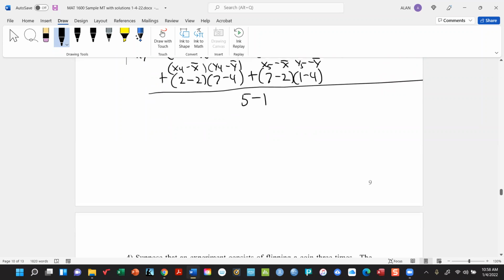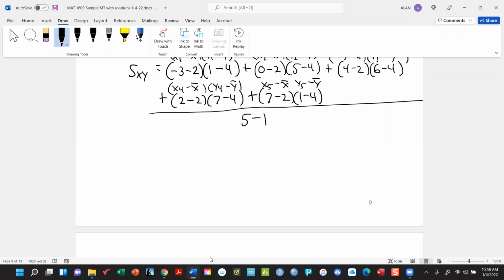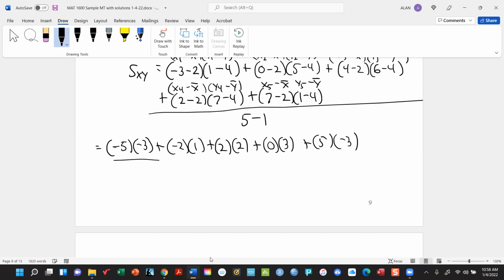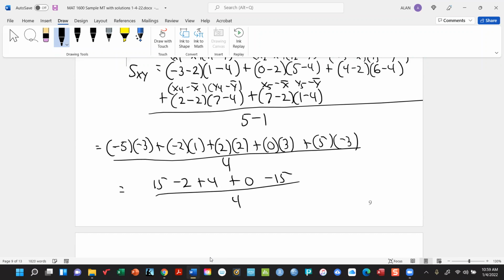I'm trying to find exactly the right spot where I can fit in everything. All right, so for example, here we'll have minus 5 times minus 3. Then next we'll have minus 2 times 1. 2 times 2, 0 times 3, 5 times negative 3. 15 minus 2 plus 4 plus 0 minus 15, all over 4. Well, this one turned out to be 2/4, which is a half. All right, and that's it. Finally, after all that work, the covariance is a half.